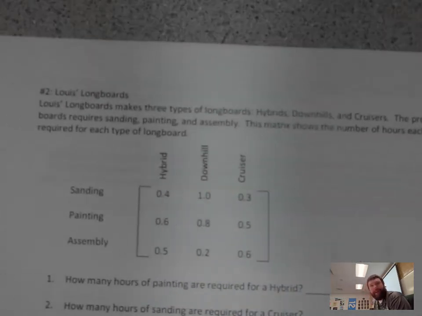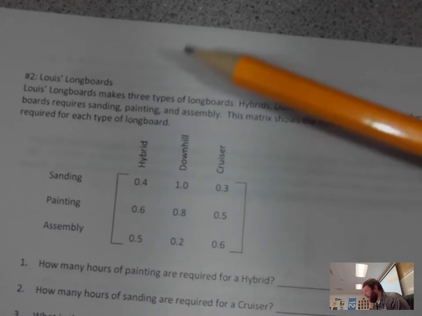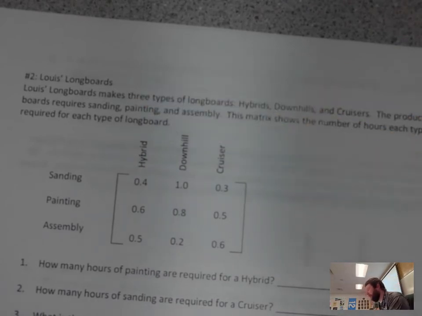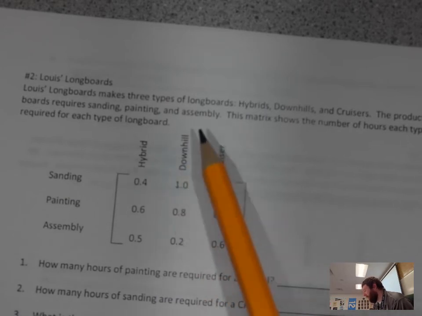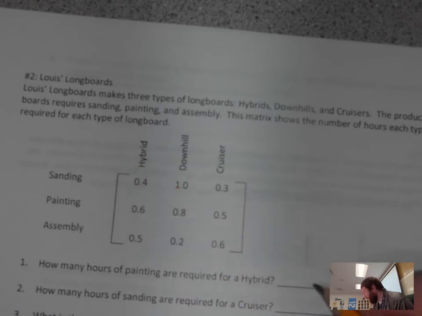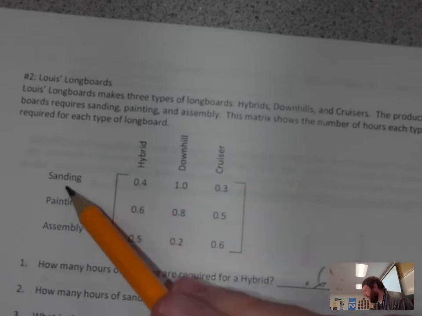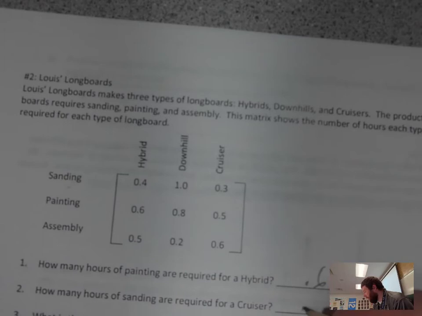Let's try another example here, just real quick. Here we have some longboards being made, and we've got different types. Lewis's longboard company is making 3 types of longboards: hybrid, downhills, and cruisers. Production of each board requires sanding, painting, and assembly. This matrix shows the number of hours for each thing. So how many hours of painting are required for a hybrid? Well, painting is the second row, hybrid is the first column, so that would be 0.6. Okay, how many hours of sanding are required for a cruiser? Sanding is the first row, cruiser is the third column, so 0.3.